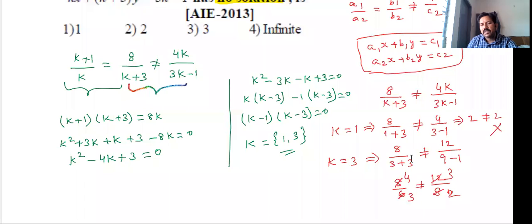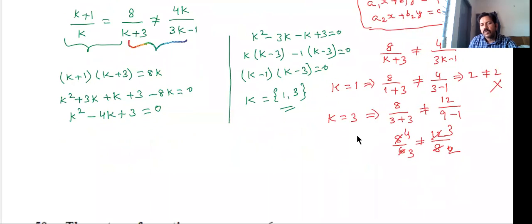Here observe that 4 by 3 is not equal to 3 by 2, and yes, it is true. So the condition is satisfied when we take k is equal to 3. If k is equal to 1, we get 2 is not equal to 2. This is wrong, since 2 is equal to 2. Okay, so finally, what are the k values? Only 1, that is 3.